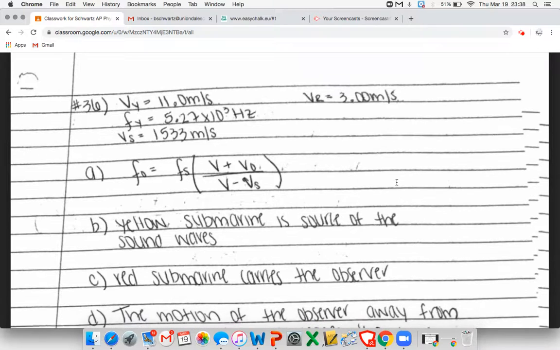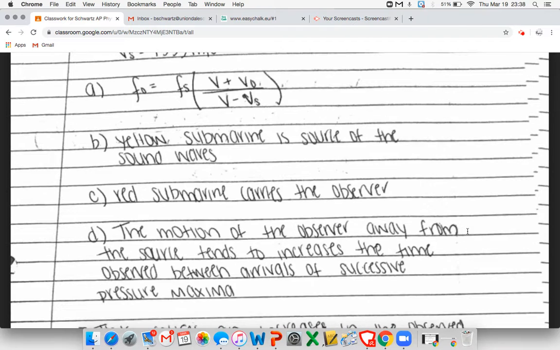You have to look at what your frequencies and your speeds are. So again, they tell you that the yellow submarine is traveling at 11 meters per second, having a certain frequency. The red submarine is moving at 3 meters per second relative to the water in the same direction. So you have to just make sure you're reading exactly what it tells you. So which one is the source of the sound? Which one is carrying the observer? That comes right from the question.